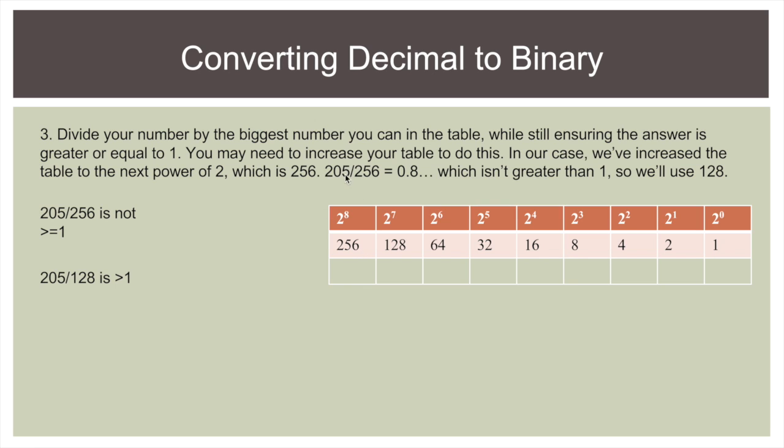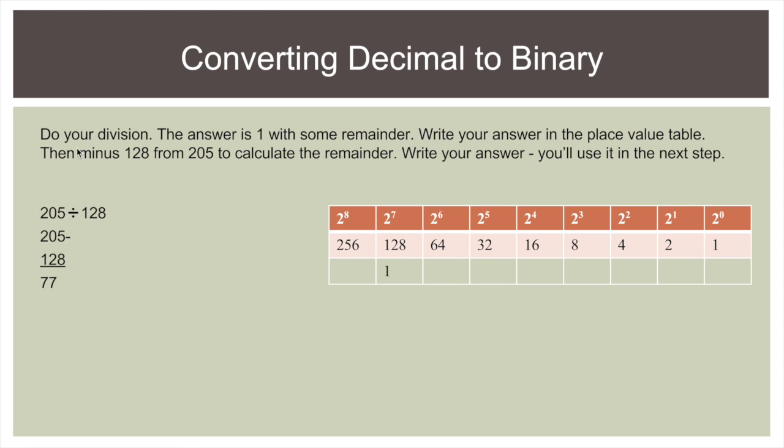So 205 divided by 256 equals 0.8 something. It's not greater than 1, so then we'll use 128. 205 divided by 128 is 1 point something. It's greater than 1, so we'll use that. And so then we do our division. The answer is 1 with some remainder. Write your answer in the place value table.